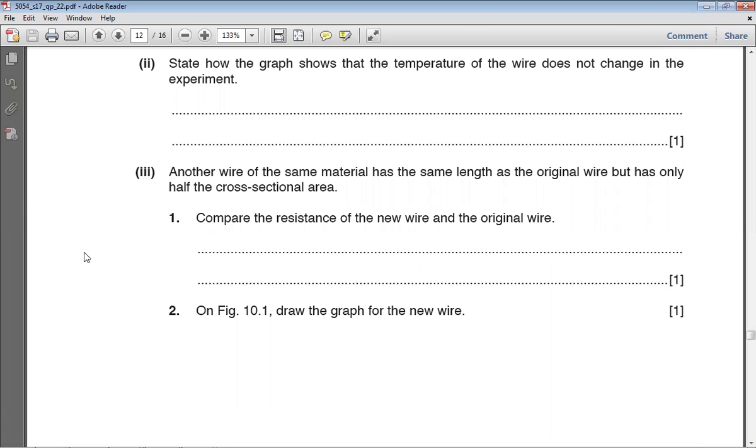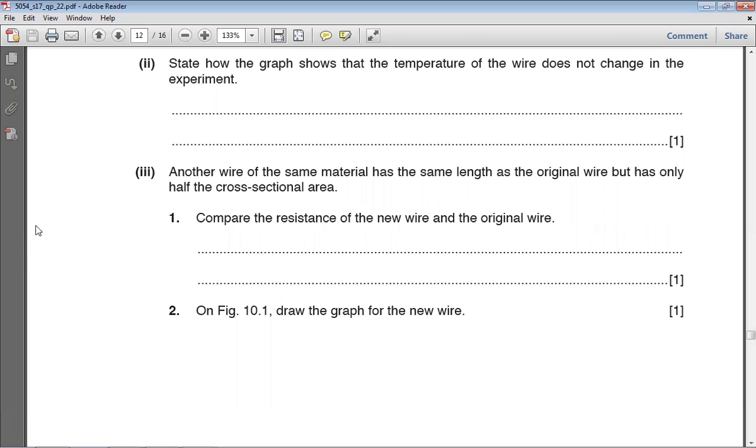So we know that the resistance is inversely proportional to the cross-sectional area. So if the cross-sectional area of the new wire is half the cross-sectional area of the original wire, the resistance of the new wire will be double, 2 times, twice the resistance of the original wire.